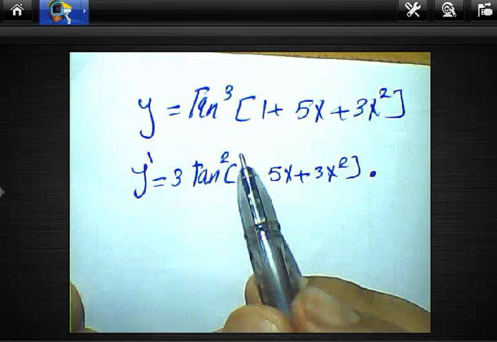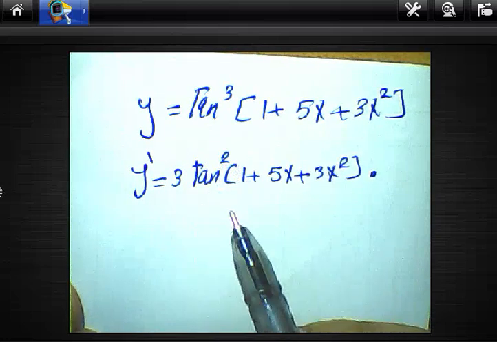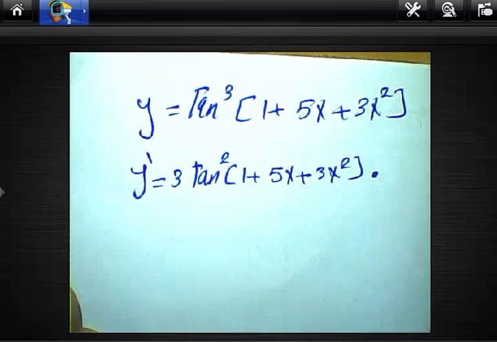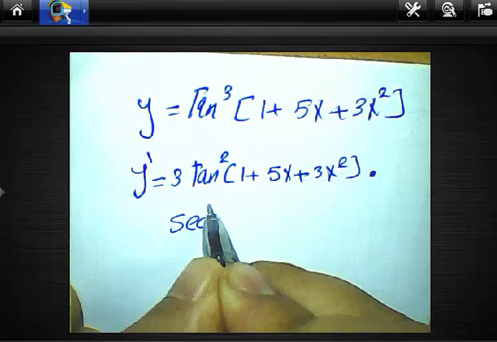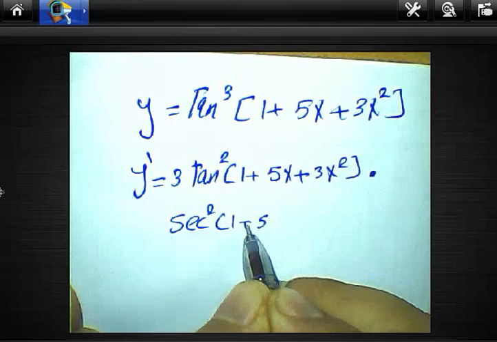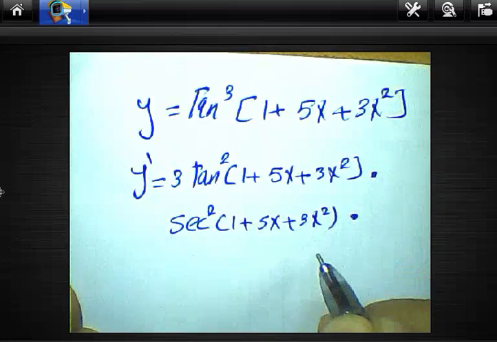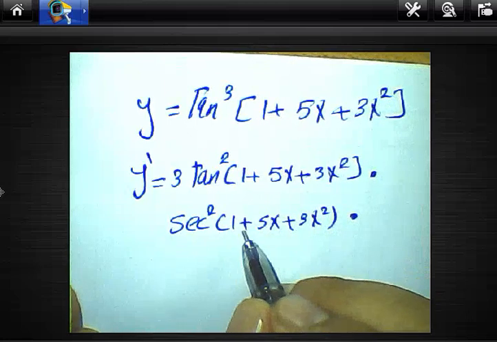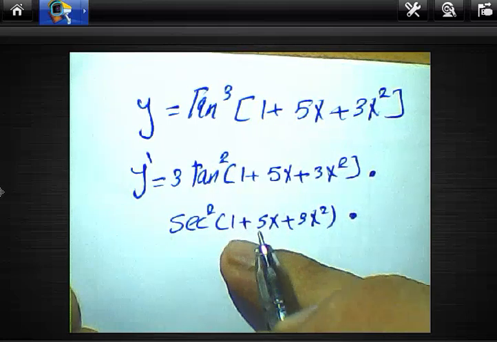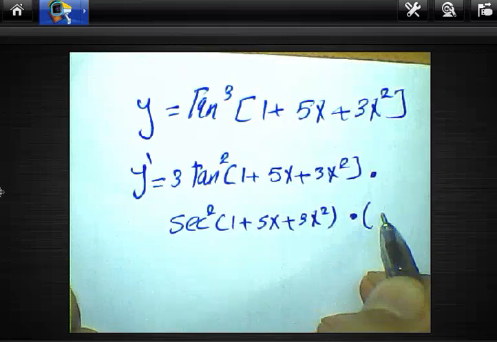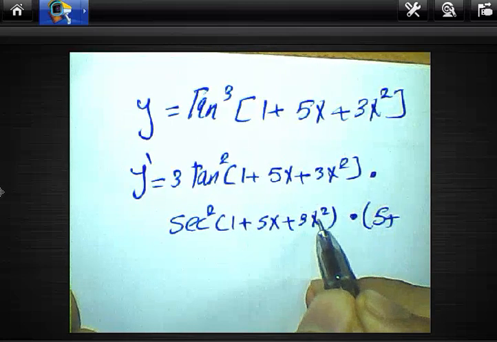Tan will be sec power 2. The derivative of tan will be what? Sec power 2 multiply by the derivative of this angle: sec power 2 of this angle (1 plus 5x plus 3x power 2) multiply by the derivative of this angle. The result will be here, we know the derivative of 1 equals 0, the derivative of 5x equal 5, plus the derivative of 3x power 2 equals 6x.